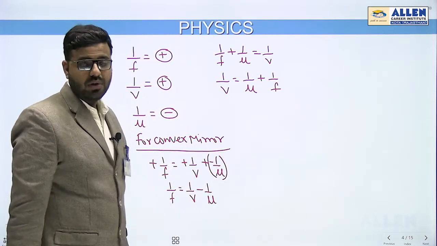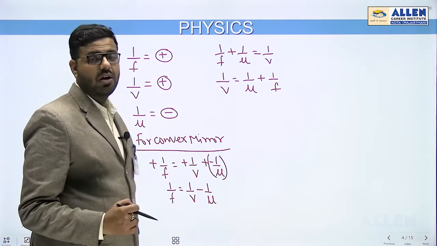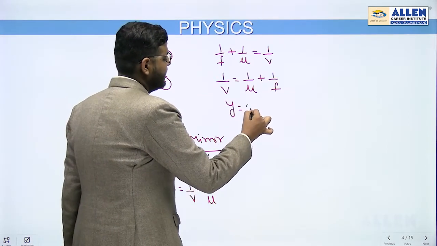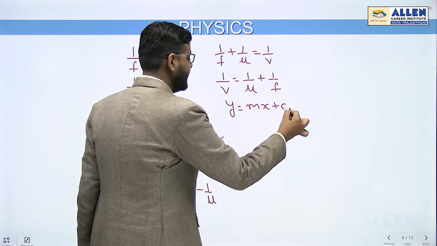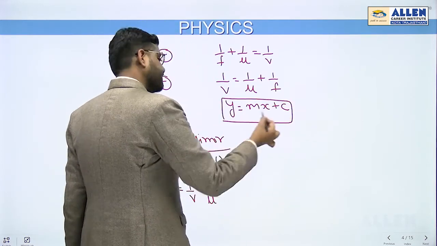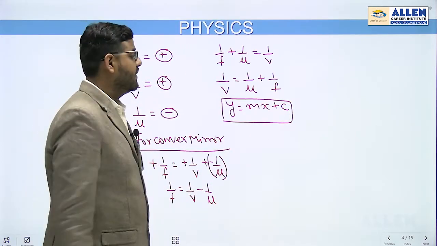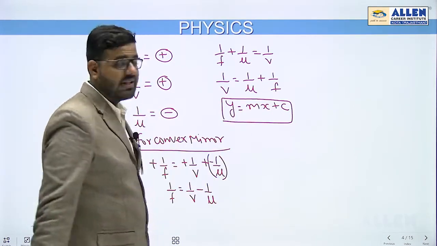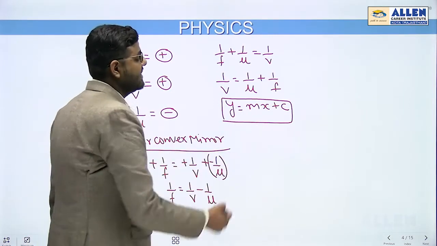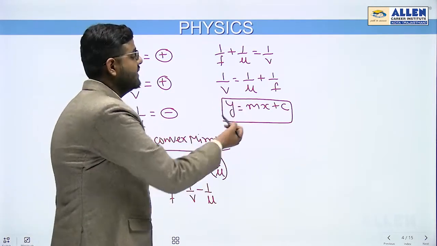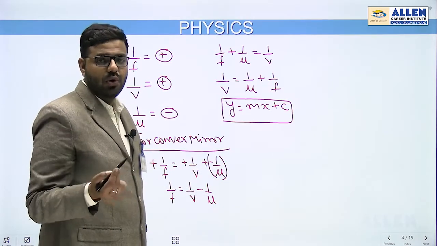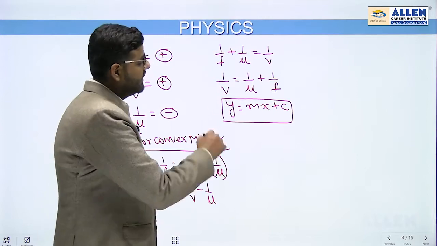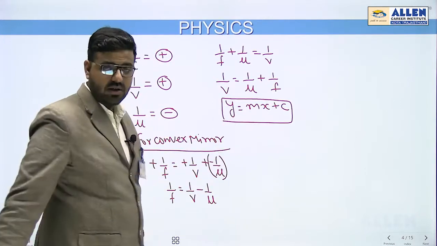So here f is the focal length for a convex mirror, and for a given convex mirror this is constant. So we know the equation for a straight line, that is y equal to mx plus c. So here c, that is the intercept, is equal to 1 by f, and here x is 1 by u, and m is the slope. So here you can see the slope is positive, so we can write m equal to plus 1, or we can say the slope is positive here. Okay, so here the slope is positive, and the intercept is positive.